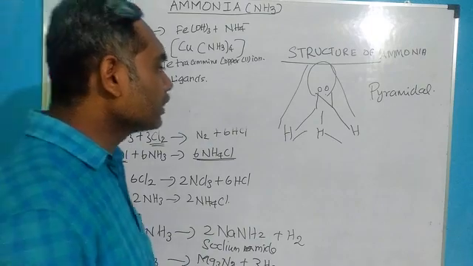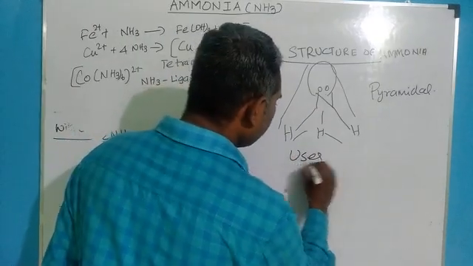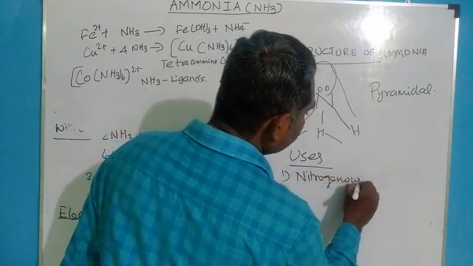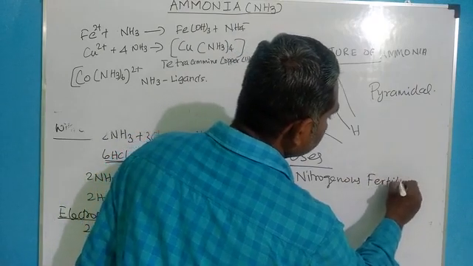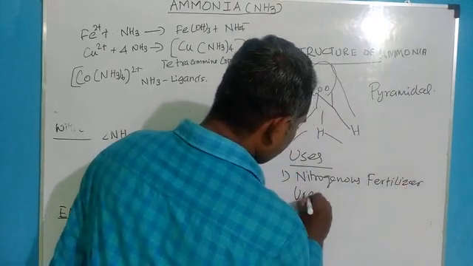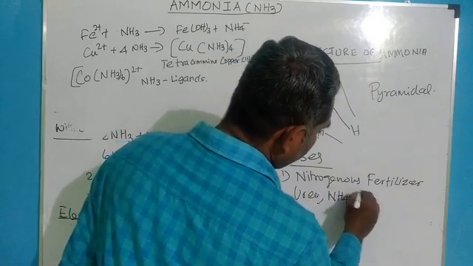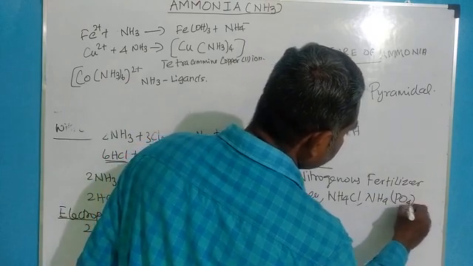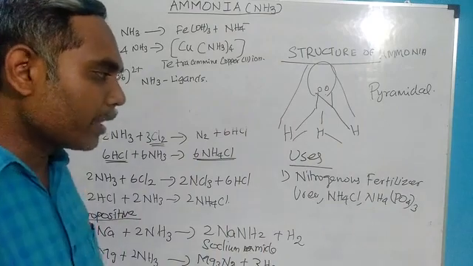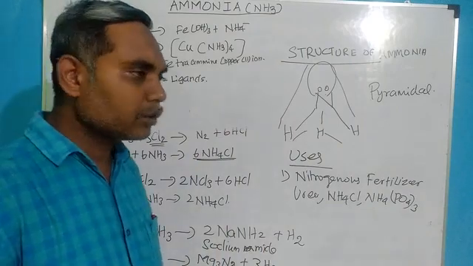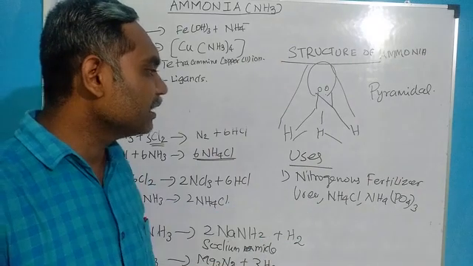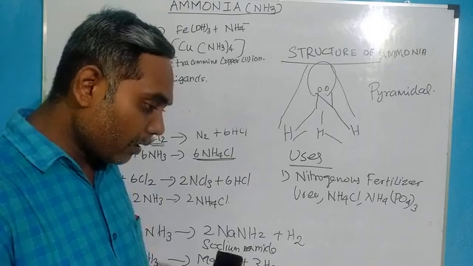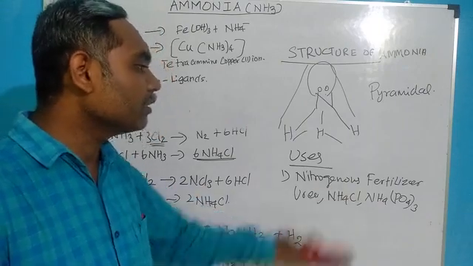If you look at the uses, it is used in the preparation of nitrogenous fertilizers, that is urea, ammonium chloride, ammonium phosphate, and ammonium nitrate. So these are the fertilizers that are manufactured from ammonia.